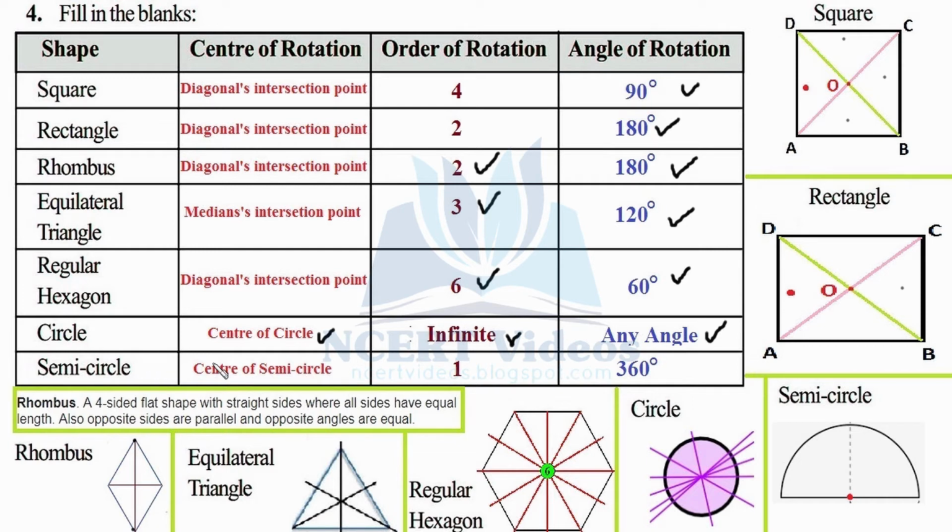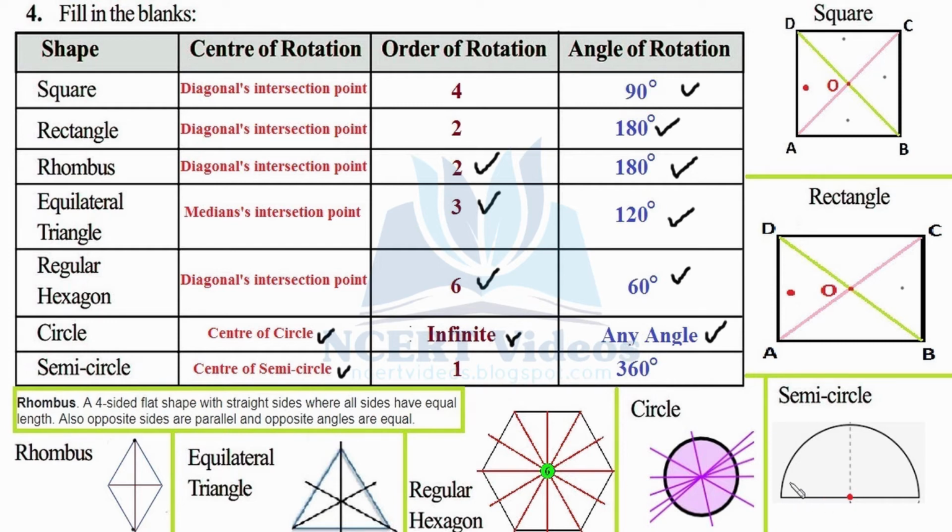Now semicircle, again center of semicircle will be this. That is, with this center you are able to create semicircle using compasses. So order of rotation, it is very interesting. It will be only 1.